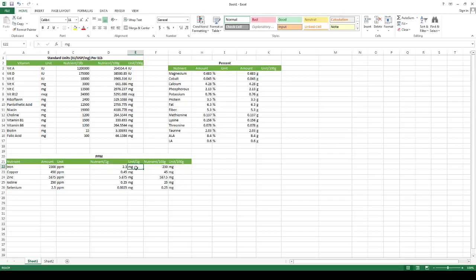So milligrams per 1 gram. Then just to carry that over to the Pet Diet Designer formula, multiply that by 100, and you get 230 milligrams of iron per 100 grams of supplement. So hopefully that makes sense. Some people just like to skip that middle step and say, okay, if I want milligrams per 100 grams, I just divide by 10.